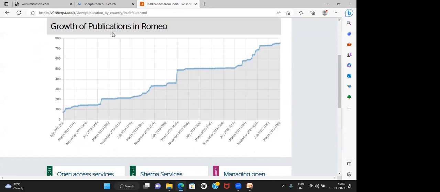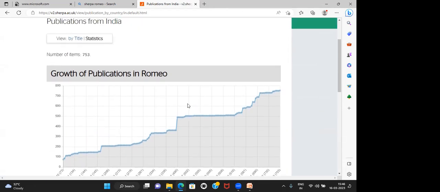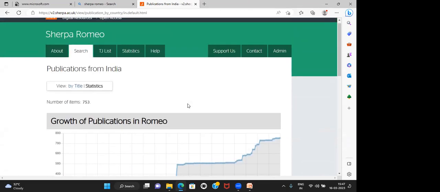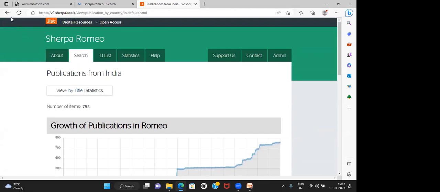Now you see, this is the growth of publications in the Romeo database. It is better to say that this is the growth of Indian publications in the Romeo database. The total number of publications was 73 in July 2010. Right now it became 753 in March 2023. So this is the growth of Indian publications in the Romeo database.